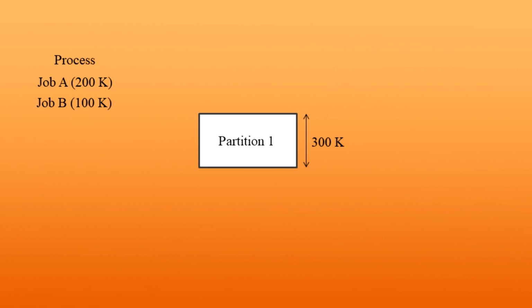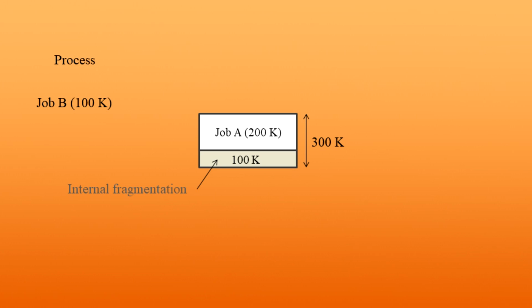Let's go to example 1. We have two processes, which are job A at 200 kilobytes and job B at 100 kilobytes, with one partition with a size of 300 kilobytes. Job A is allocated into partition 1 and produces free space of 100 kilobytes. The additional 100 kilobytes of free space is called internal fragmentation. Now, job B tries to enter the free space, but job B cannot enter because one partition can only accept one process, even though there is 100 kilobytes of free space.